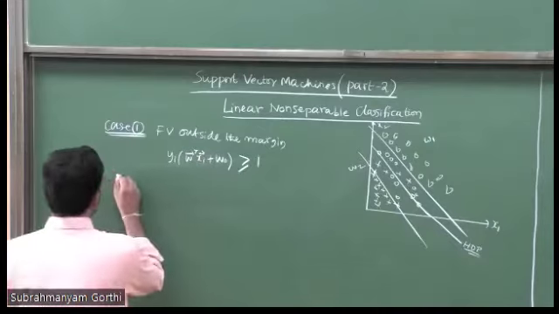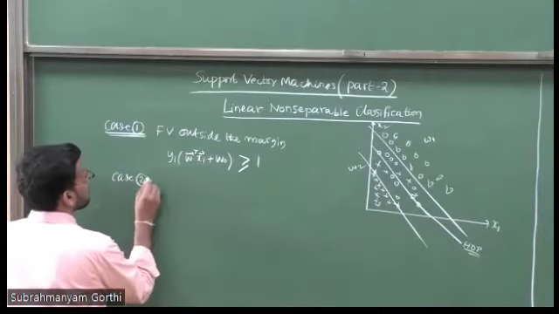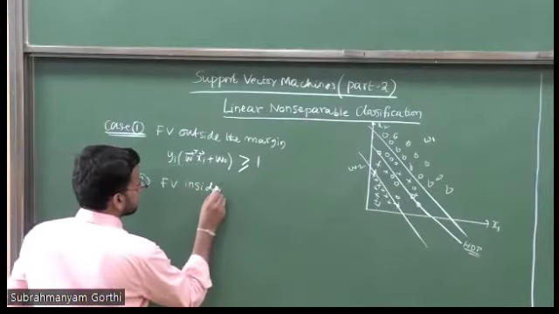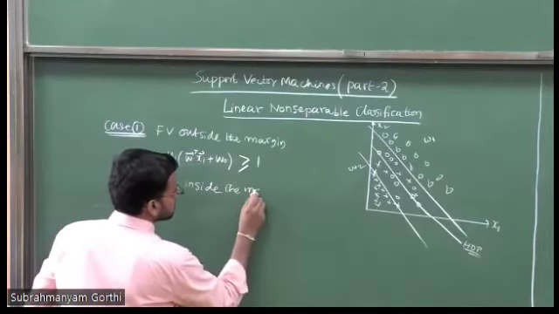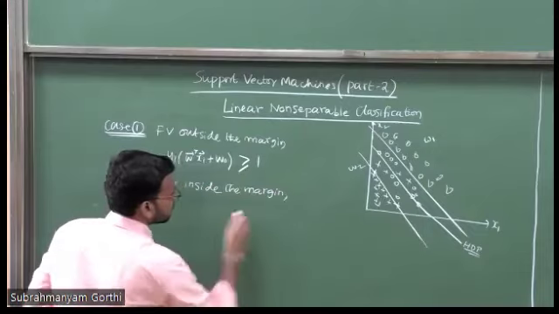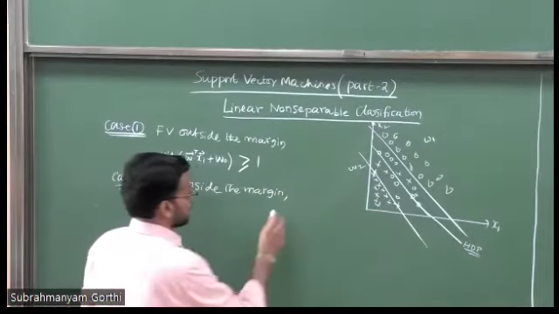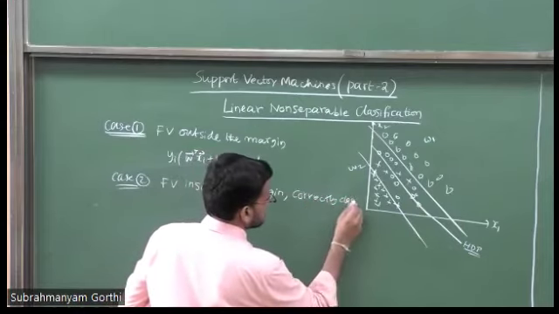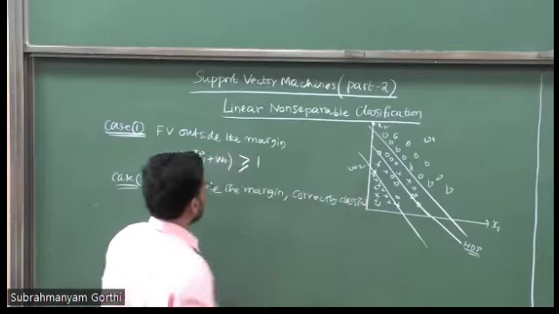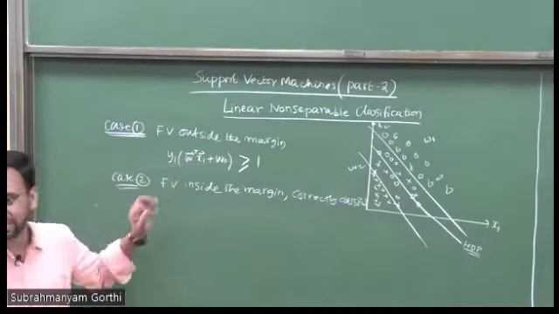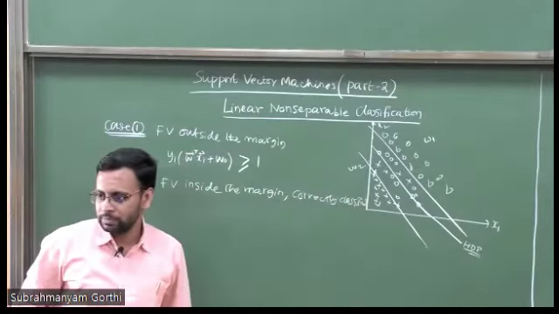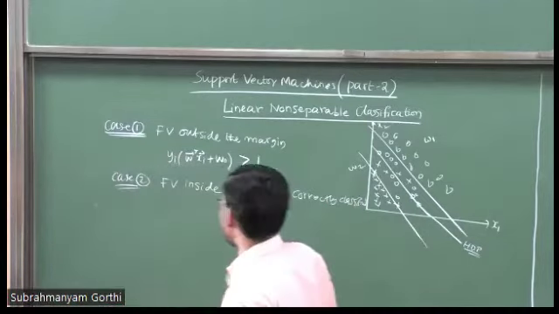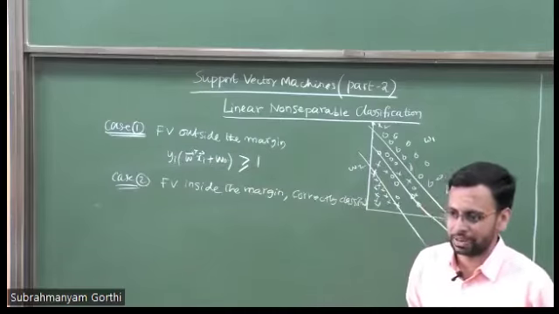So let us put the case 2 as feature vectors inside the margin and they being correctly classified. Can you tell me what would be the condition satisfied by them, which are correctly classified, but within the margin? Can you tell me which is the condition that they would satisfy?